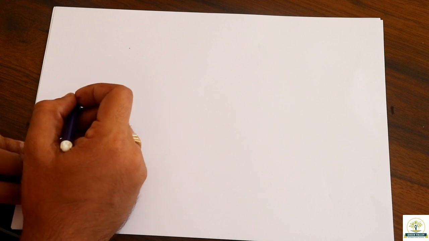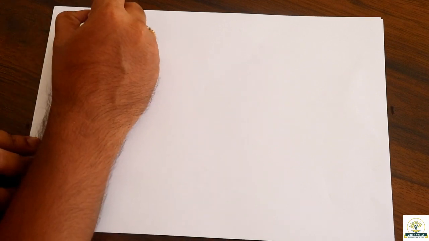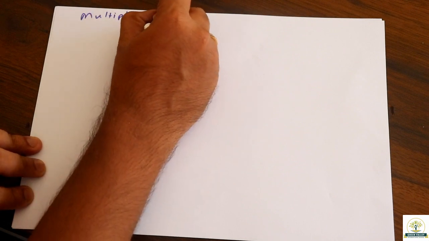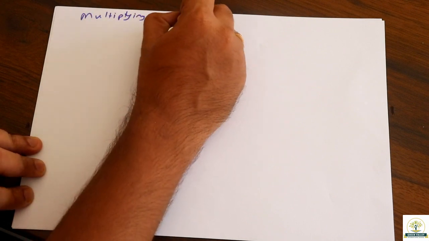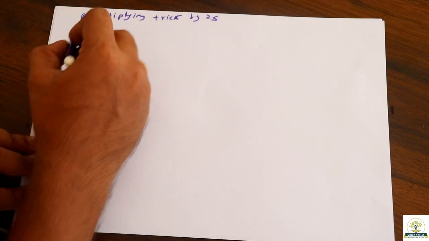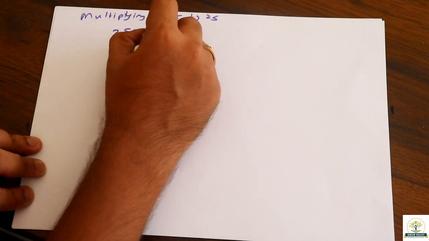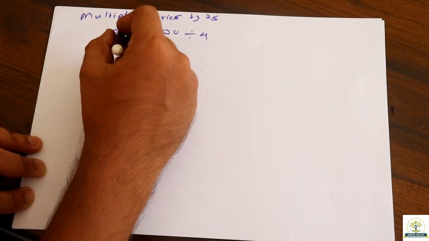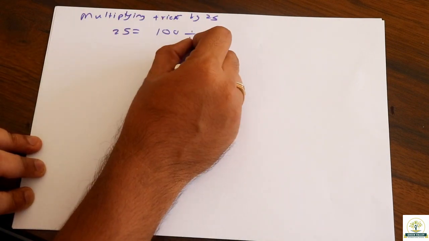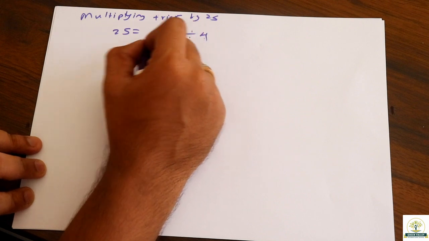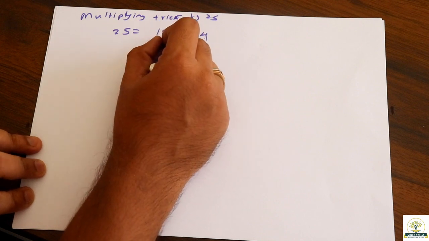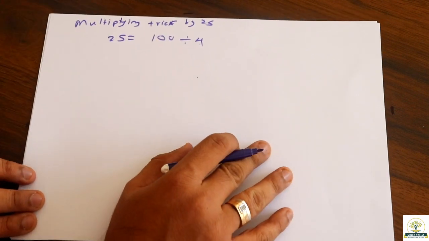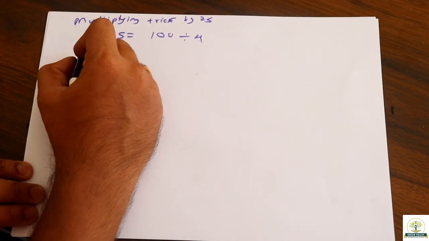Now let us learn the multiplying trick by 25. What is 25? 25 is nothing but 100 divided by 4. So what we will do is, either we divide the number by 4 and then multiply by 100, or we multiply by 100 and then divide by 4. Whichever way you prefer, it is up to you.